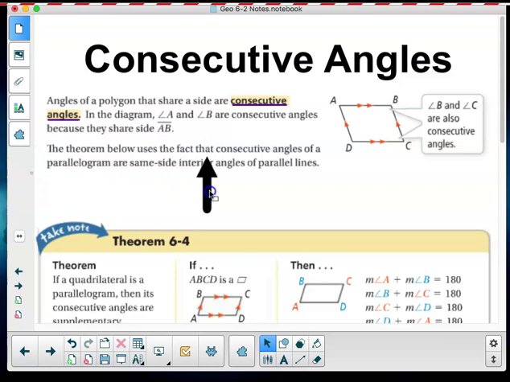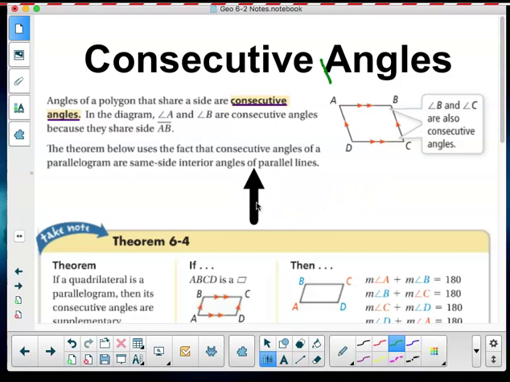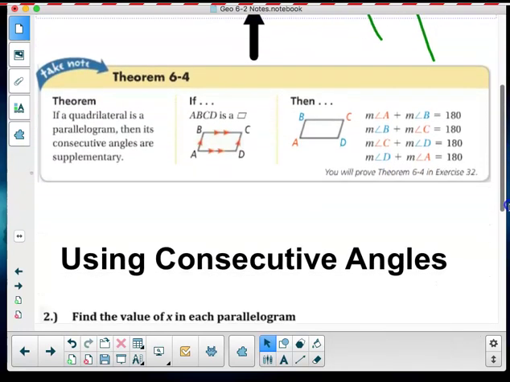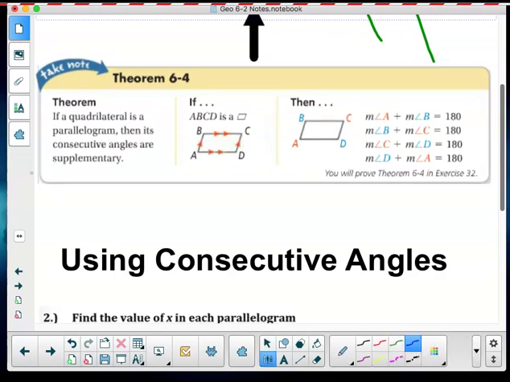The theorem below uses the fact that consecutive angles of a parallelogram are same side interior angles of parallel lines. Same side interiors. Well, you've got to think about it. If I've got parallel lines going through and I have a transversal, these two angles are same side interiors and they are supplementary. Now we can talk about that same side interior and supplementary relationship for each thing, and they are right here.